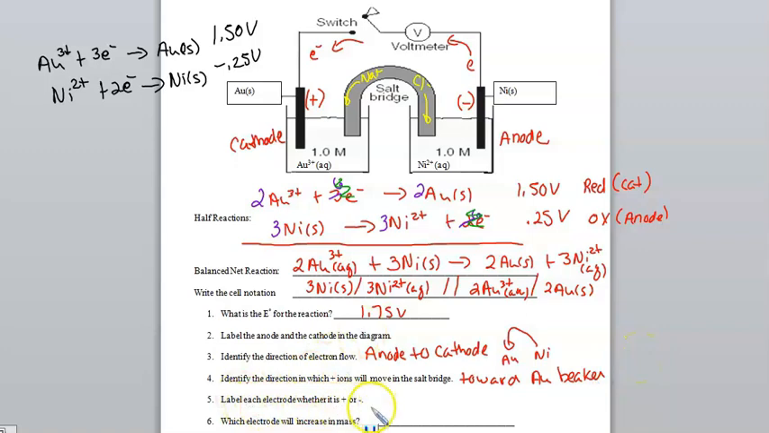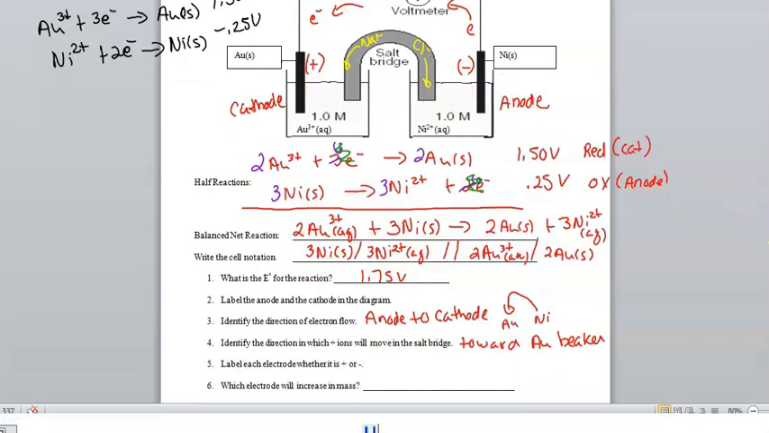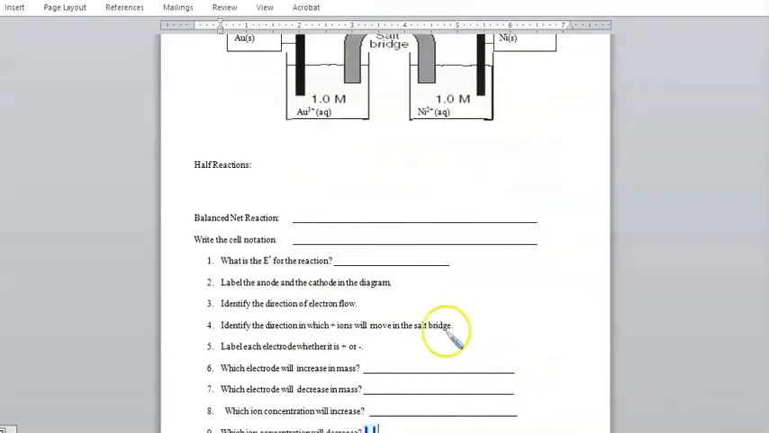Label each as positive or negative. Done that up there. Which electrode is going to be losing or increasing in mass? Remember that the electrode that always increases in mass is always the cathode. I'm putting those words for you. And so which one's the cathode? That is the gold solid. Again, look at your balanced equation. You can see gold's forming. So your next question, which didn't show up, it's on the next page, is going to be which one's going to decrease in mass, and that is going to be the nickel.